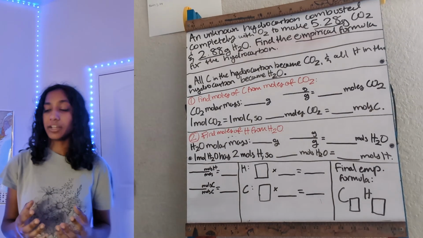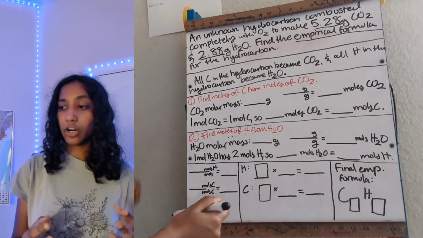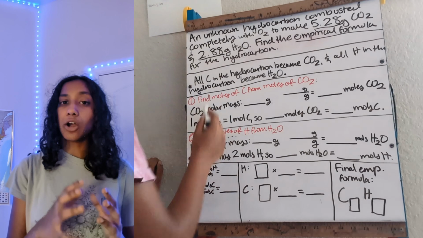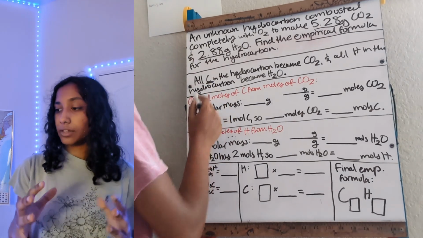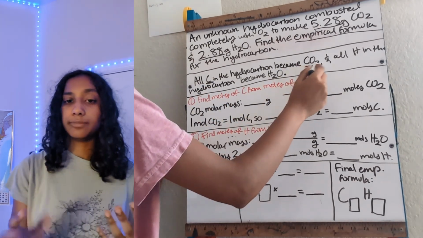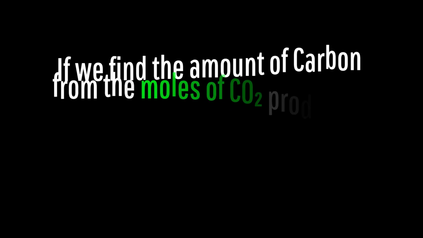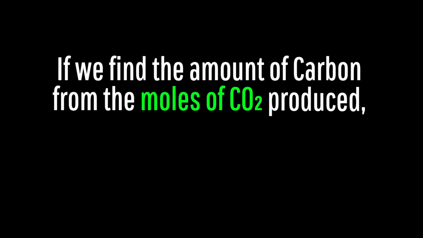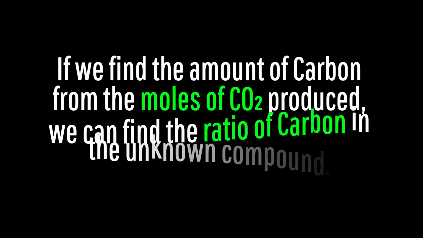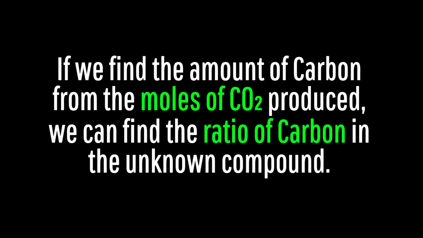CO2 is the only product in this reaction that contains carbon, which means that all the carbon in our unknown hydrocarbon was converted to CO2. This means that if we find the number of moles of carbon in the CO2 that was produced, we can find the ratio of carbon in the unknown compound.